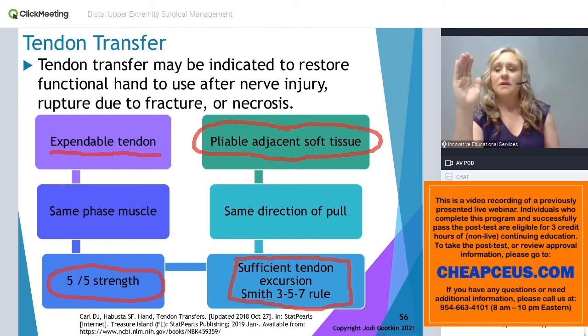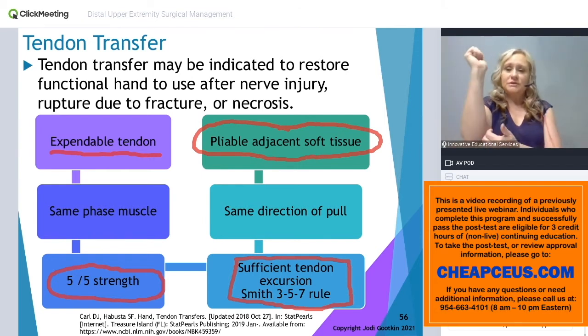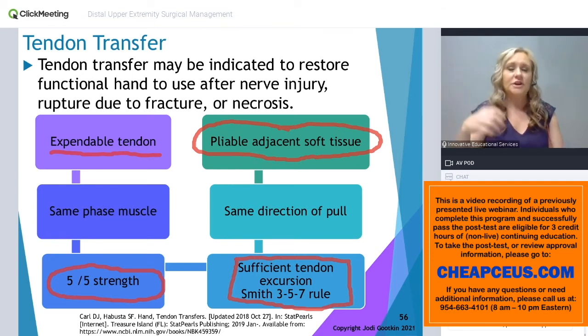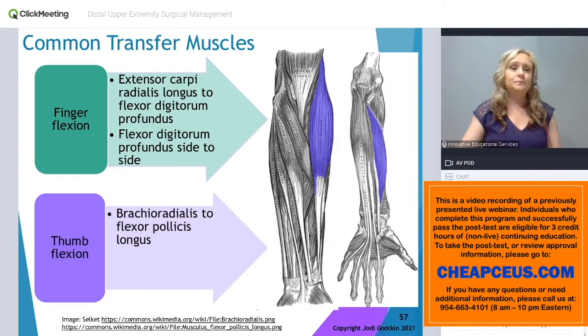The extrinsic finger flexors, the ones that originate outside of the hand, need to have about 7 centimeters of excursion. Then 5 centimeters of excursion is required of our extensor pollicis longus and our extensor digitorum. And then our wrist flexors and extensors need about 3 centimeters of excursion. This comes into play to ensure that contracture doesn't develop and that there's appropriate tension in the muscle to allow for function.